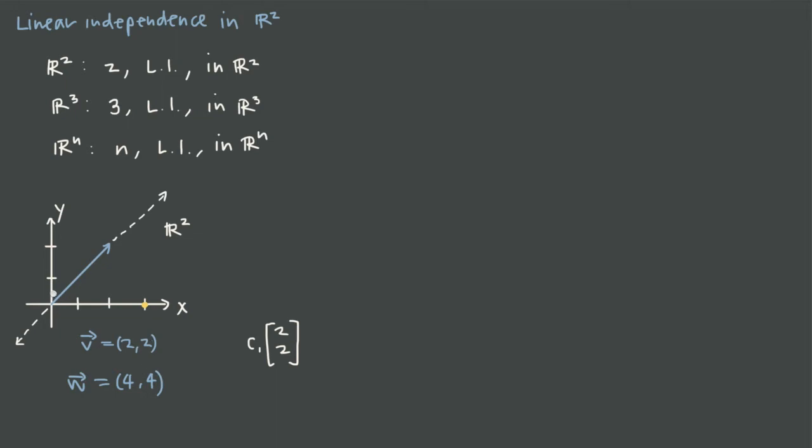And the reason I know that, even if I don't sketch out these vectors on the graph, is because W is just a scalar multiple of the vector V. If I multiply V by 2, I'm going to say 2V is equal to 2 times the column vector 2, 2. And the result here, when I distribute the 2, is the vector 4, 4. And that's the vector W that I'm saying I have. So really, 2V is equal to W.